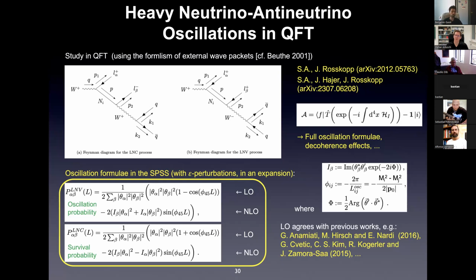We calculated the full oscillation formula and looked at decoherence. These full formulae are a bit lengthy, but what is very instructive is to expand them in our benchmark model, the SPSS, and to look at the leading and next-to-leading order contributions, where we expanded in small quantities, basically in these epsilon parameters. At leading order, you can see this first term here. The upper one is the oscillation probability, and the lower one is the survival probability. You see that this upper line, the leading order, depends only on these thetas.